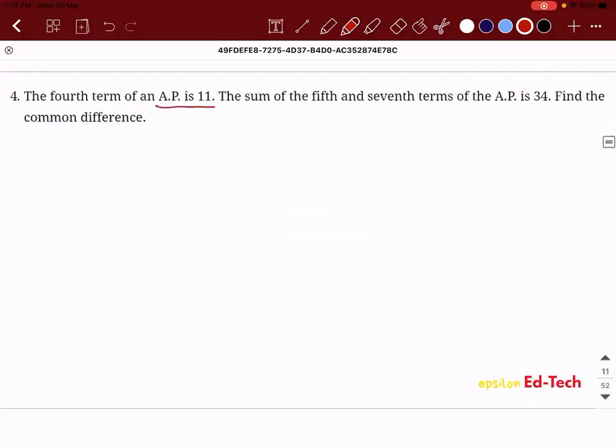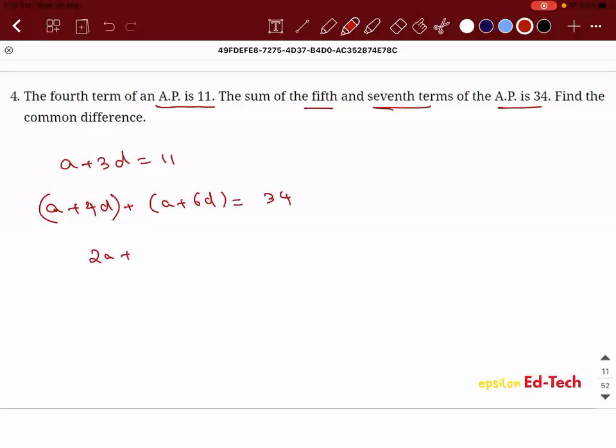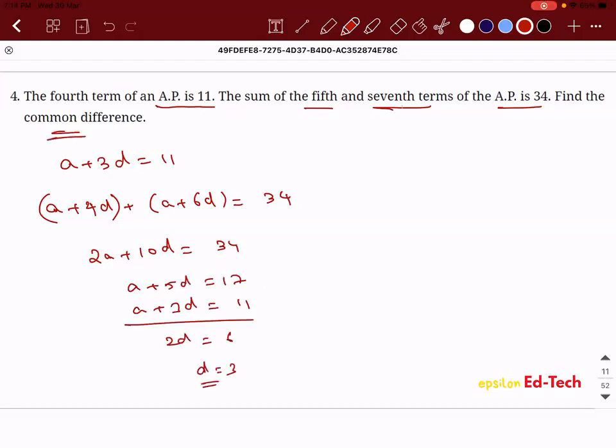The fourth term of an AP is 11. The sum of the fifth and the seventh terms of an AP is 34. Find the common difference. So A plus 3D is equal to 11. A plus 4D plus A plus 6D is equal to 34. So 2A plus 10D is equal to 34. A plus 5D is equal to 17, and A plus 3D is equal to 11, then 2D will be equal to 6 and D will be equal to 3. So that is the common difference.